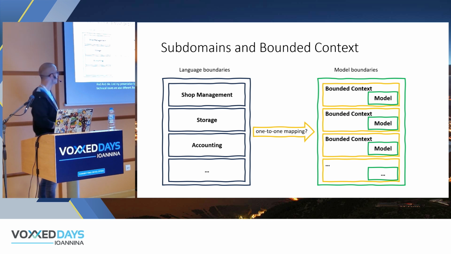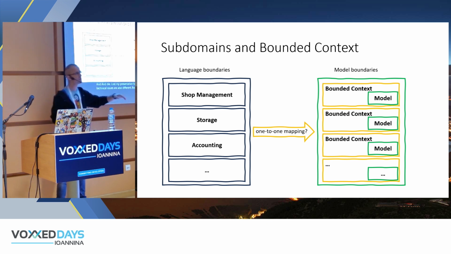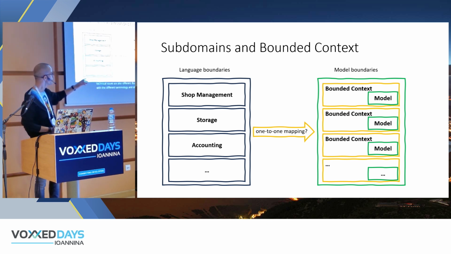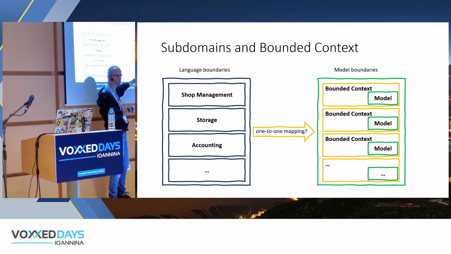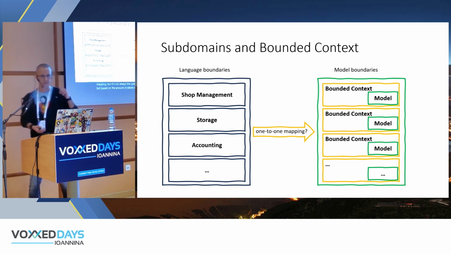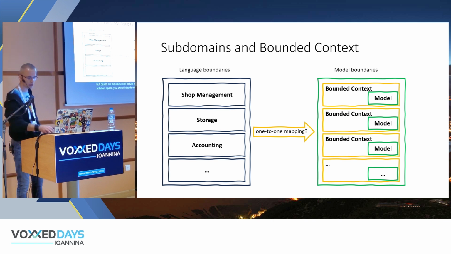Okay, so the naive approach is one-to-one mapping, but it's not always the case. It's a good start, but based on the amount of details in your solution space, you should decide whether it should be divided even further or maybe it should be merged. So this is only a hint. This is not a rule of thumb.